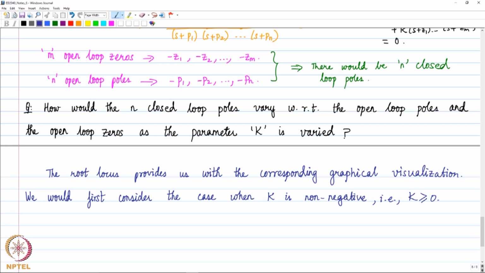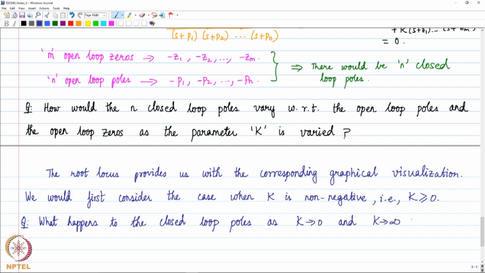But we will take the limit also. So essentially what we need to say is what happens when k goes from 0 to infinity. That is what we are going to look at first. So I am going to leave you with a couple of questions. What happens to the closed loop poles as k tends to 0 and k tends to infinity?